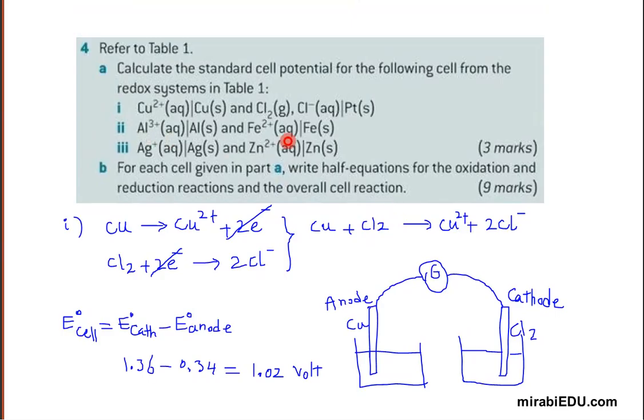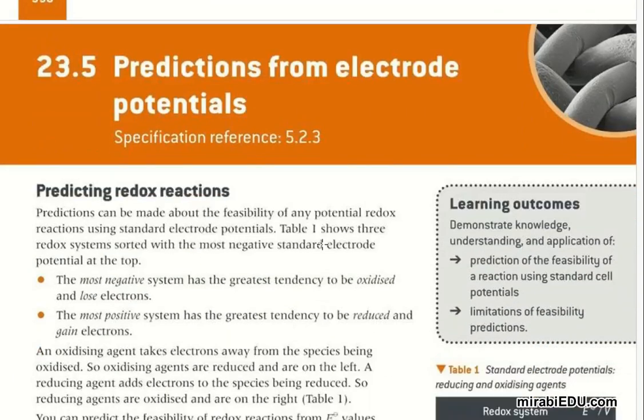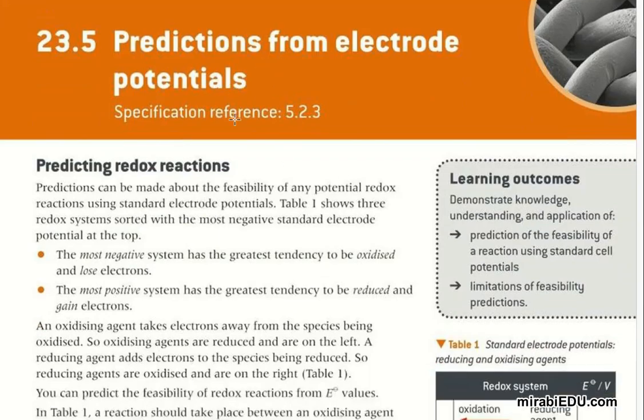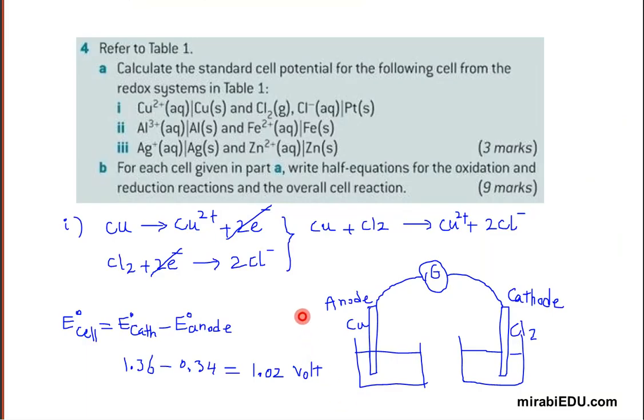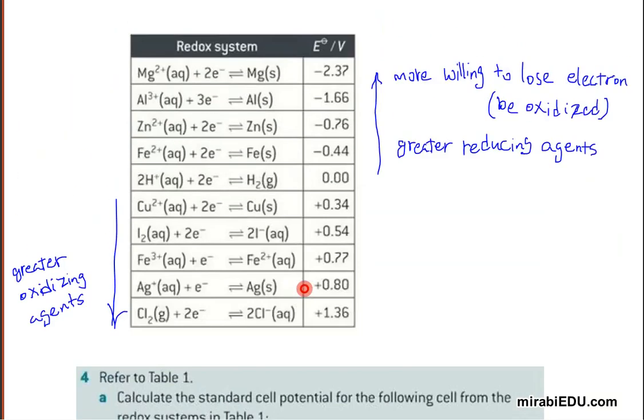In other questions it's much the same thing. Let's do another part of this book. In chapter 23, section 5, it is about prediction from electric potential. Here in this section we want to focus on whether some reaction takes place or not.